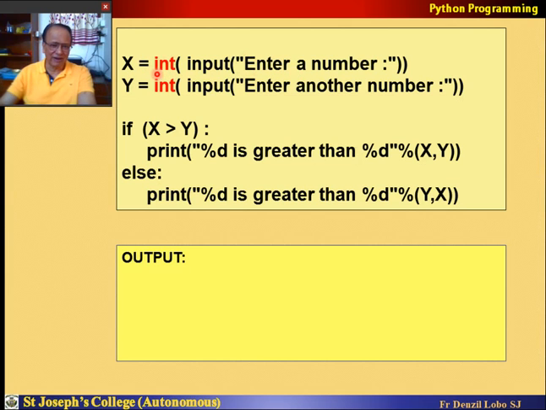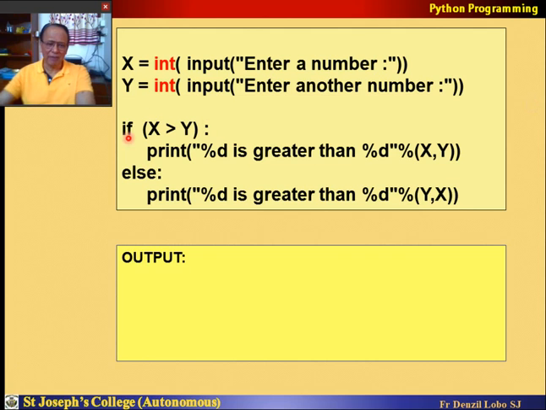So I have to convert that into integer, because the input statement gives us a text. So you convert that into integer. I input the second number, another number, so I convert that to integer. Now x and y will contain two integers. You could have converted them to float also.